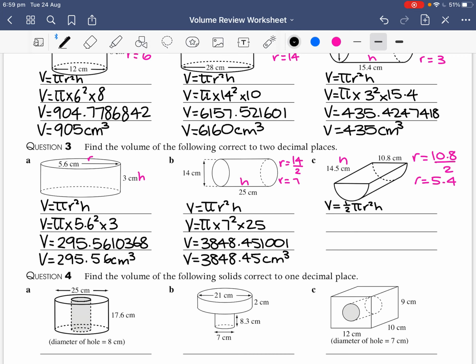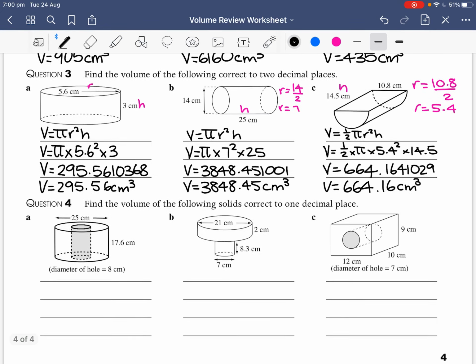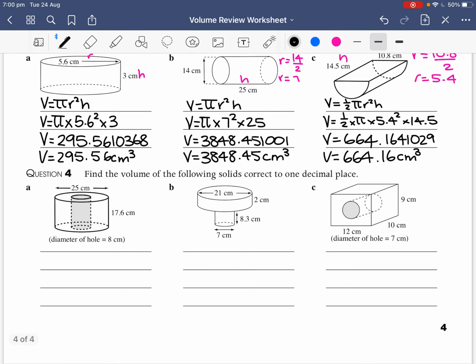And we have our height to be 14.5, sorry. So our volume is a half times pi times 5.4 squared times 14.5. So volume equals a half times pi times 5.4 squared times 14.5, which is 664.1029. So volume equals 664.16 centimeters cubed to 2 decimal places.